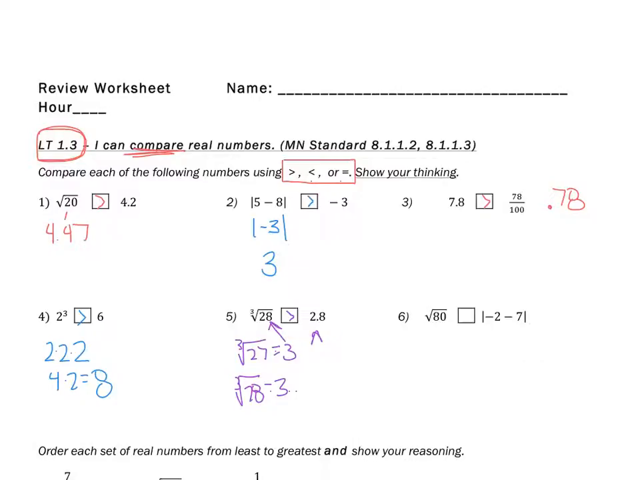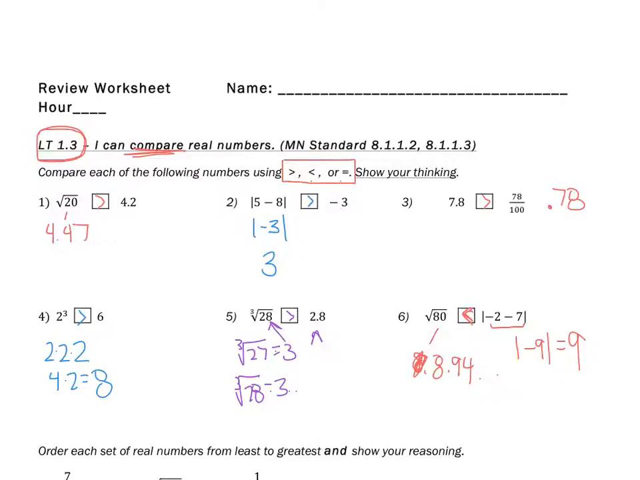Number 6, we've got 2 operations we need to do. The square root of 80 is about 8.94, and so on. And then the absolute value of negative 2 minus 7, well, that's the absolute value of negative 9, which is 9. That's how far away it is from 0. So doing that math, we see that 9 is greater, so we're going to put a less than sign there.